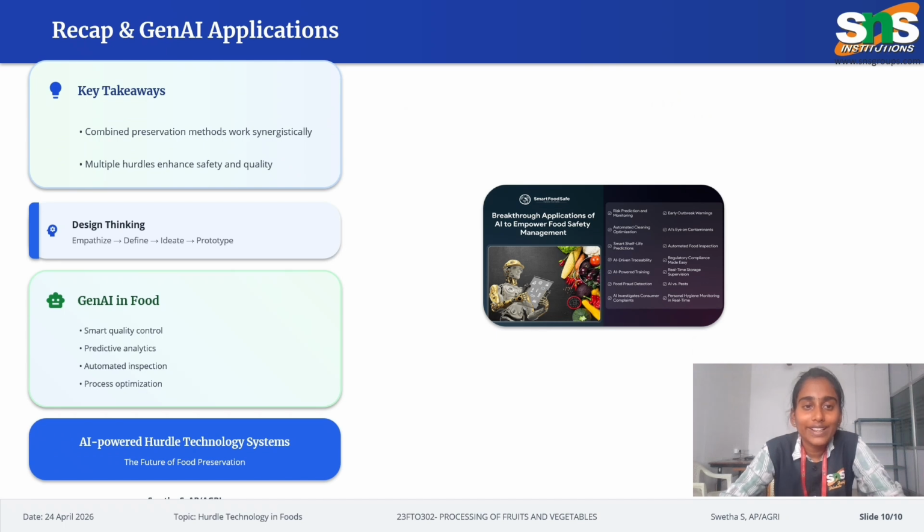So here is a short recap and the applications: smart quality control, predictive analytics, automated inspection, and process optimization. These are the areas where hurdle technologies are currently used in the food industry.